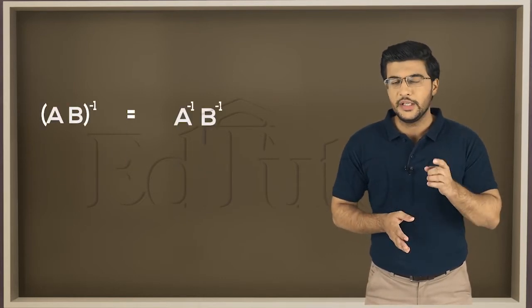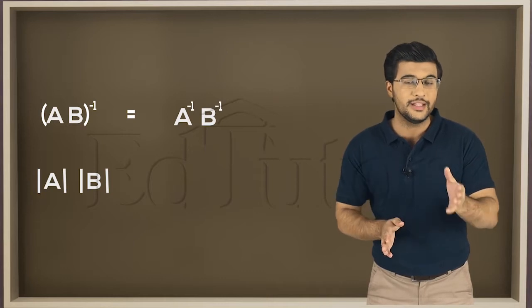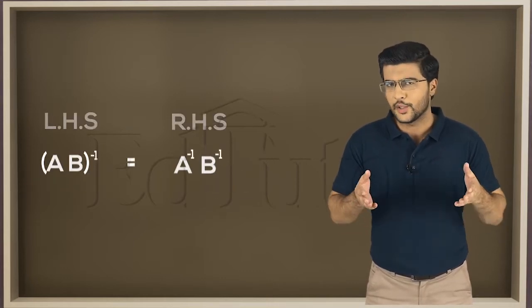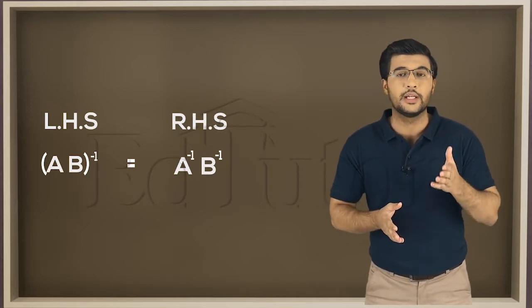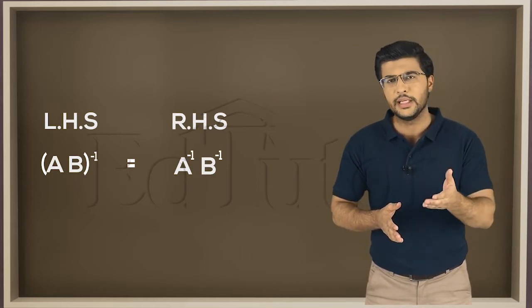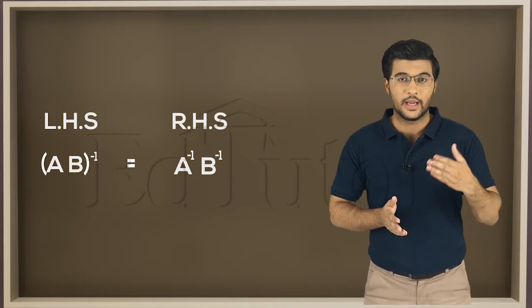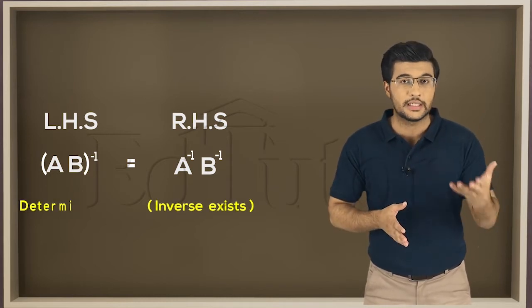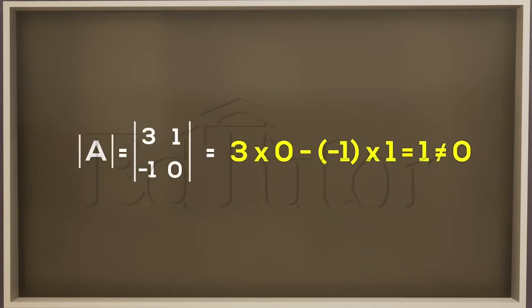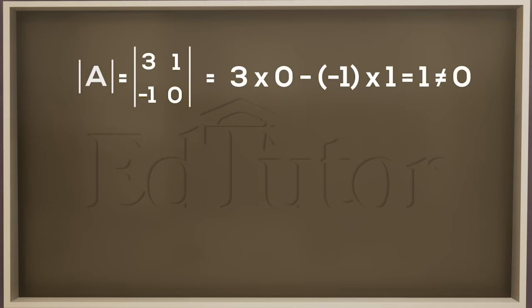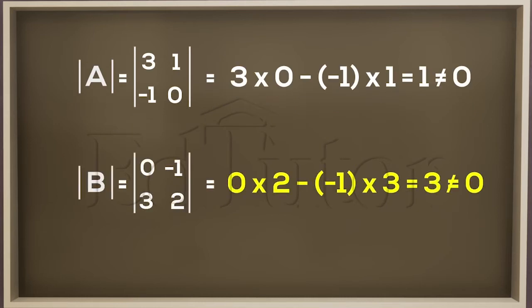Before multiplying them, we will take their determinants to check if these matrices are non-singular. If they are not, we will stop solving the question right here. We do this because we have to calculate the inverses of A and B later on in the right hand side, and an inverse only exists if the determinant is non-zero. So, the determinant of A will be 3 into 0 minus -1 times 1, which is not 0. Similarly, cross multiply the numbers of matrix B, solve them, and again the result is non-zero. Thus, we can continue.